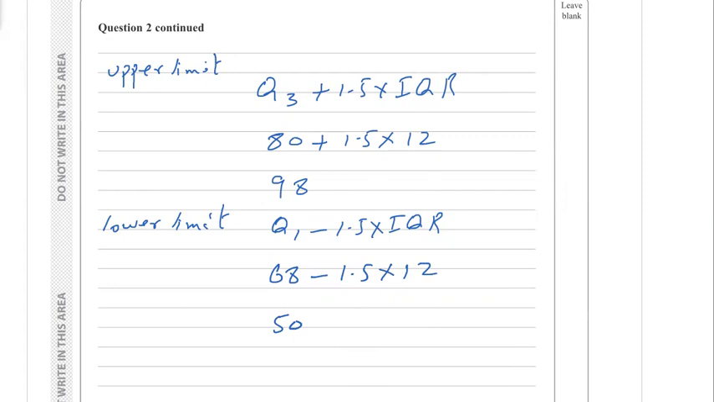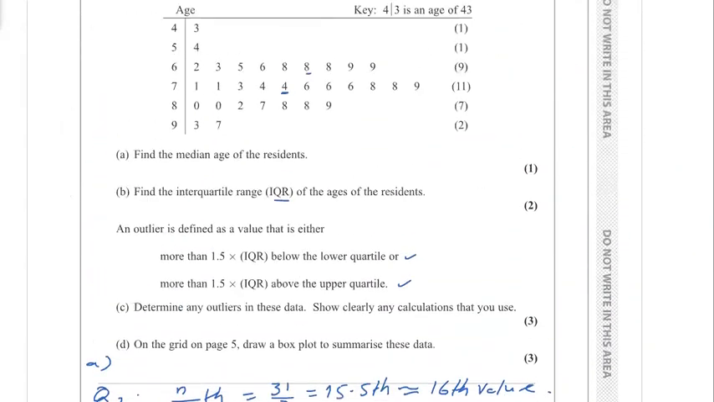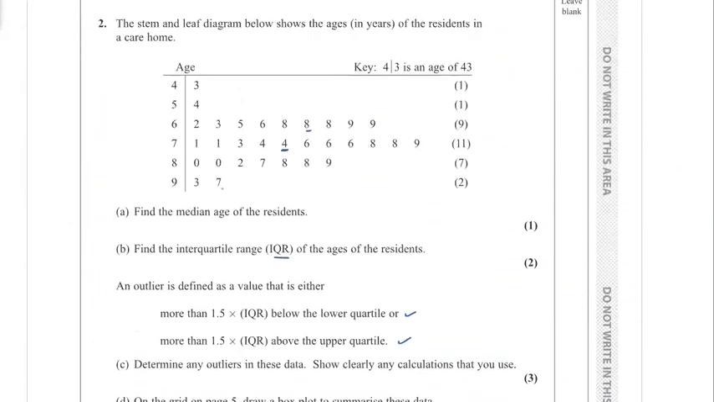So now, which one of them will be an outlier? We have to check in this data. Given the data, do we have 98? There is no such value in this data; we don't have 98. So it means 98 cannot be an outlier.